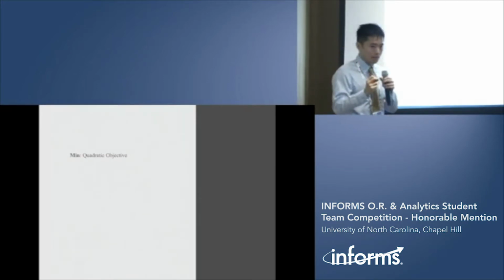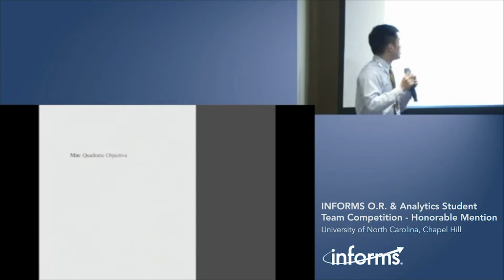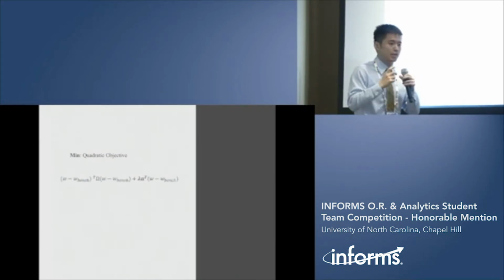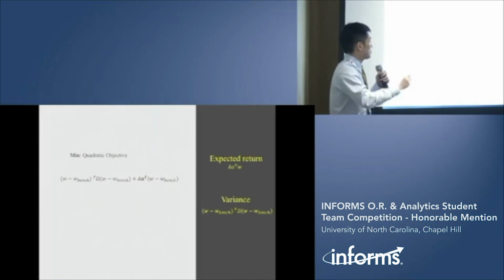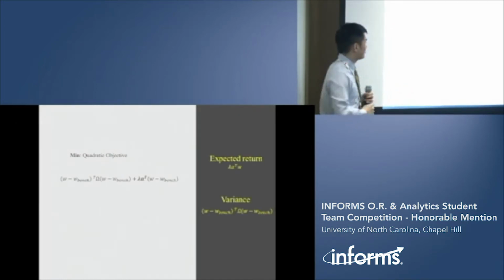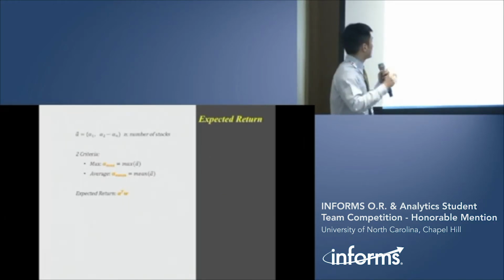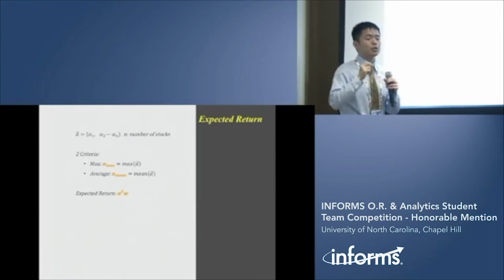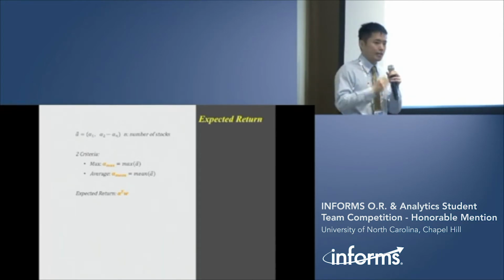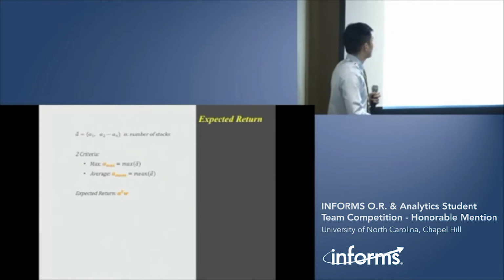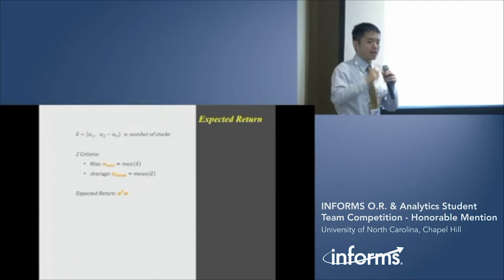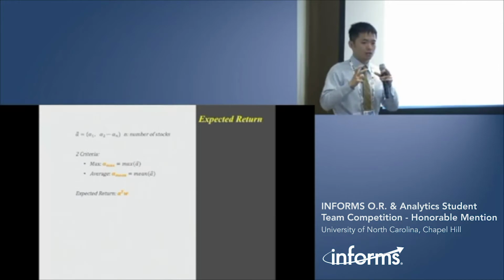But here, what we care about is the original one. So in order to evaluate the original objective, we analyze the expected return and variance individually. So first, expected return. Alpha here is the expected return of all the stocks in this month. And here we use 2 criteria consisting of alpha max and alpha min to evaluate the expected return of our portfolio. So the alpha max is the maximum expected return of all the stocks in this month, and the average expected return is the average expected return of all the stocks in this month.